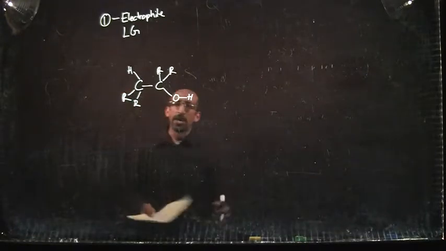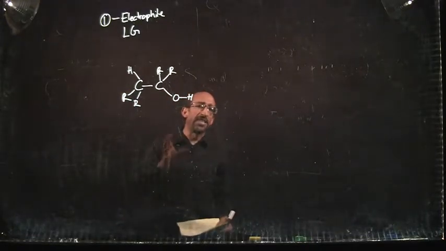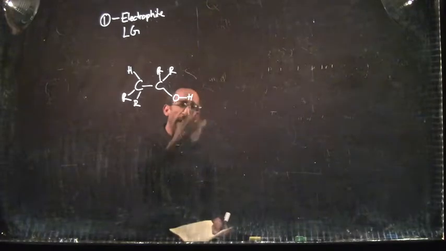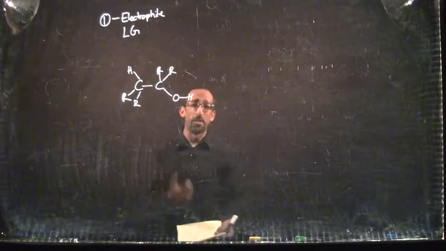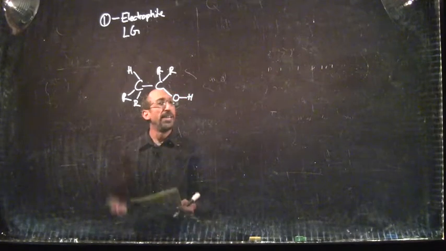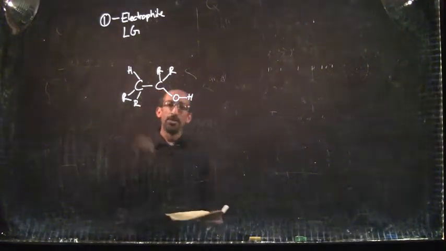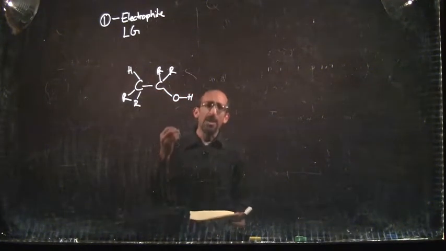The first thing that should come to mind is that OH minus is a strong base. When this falls off, it'll form OH minus. That's a strong base, and strong bases are bad leaving groups. So we can't use alcohols to do an E2 elimination, right?